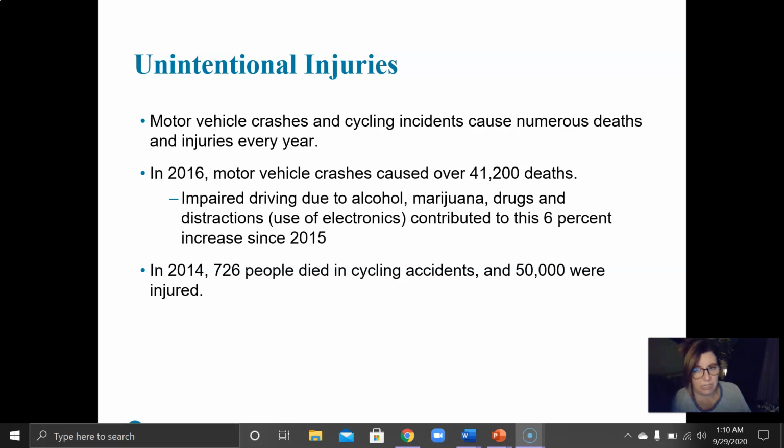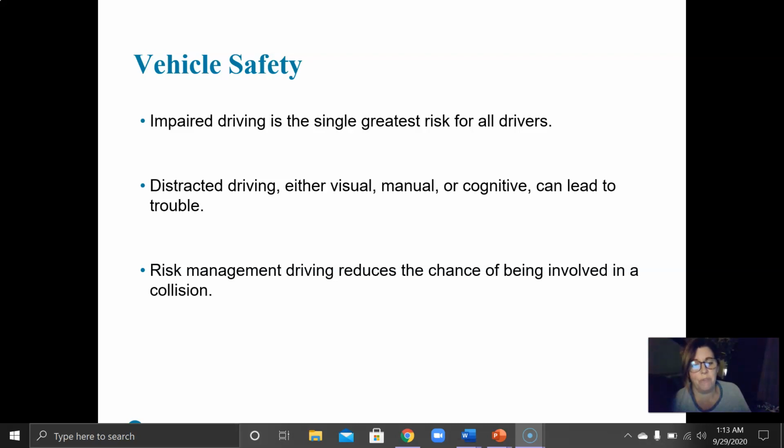In 2014, 726 people died in cycling accidents and 50,000 were injured. Nearly 1/3 of all motor vehicle accident fatalities involve a drunk or alcohol-impaired driver. Alcohol and marijuana are the drugs most often linked to impaired driving. Many researchers contend that driving while sleep deprived, we talked about this last week, is as dangerous as driving drunk.